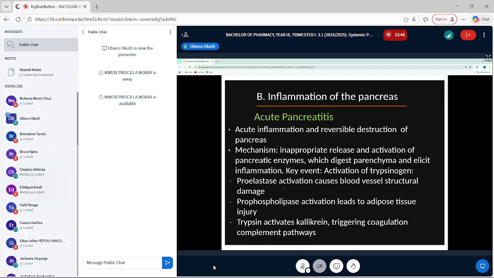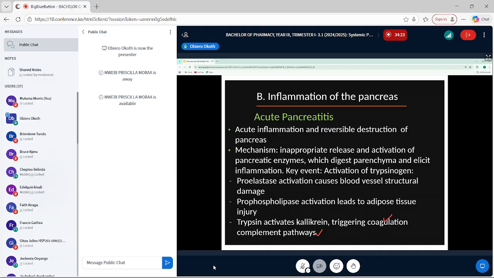If trypsinogen is inadvertently activated, it's going to activate the elastases. It's going to activate the proenzymes that are in the pancreas. And the elastases will digest blood vessels, causing structural damage. And this is where the hemorrhage will come in. The phospholipases that will be activated by the trypsin will lead to adipose tissue injury, will lead to fat necrosis. And the trypsins will activate kallikrein, triggering coagulation, triggering complement pathways. And the moment complement pathways and coagulation are triggered, you have disseminated intravascular coagulation.